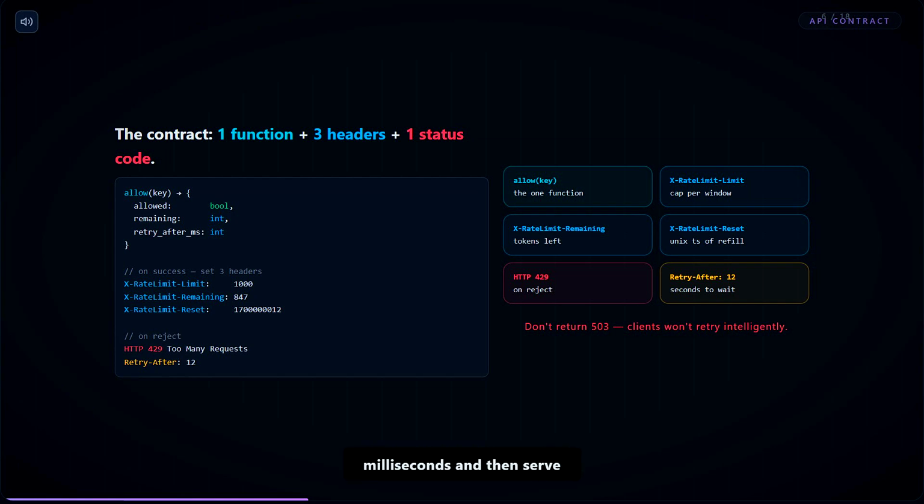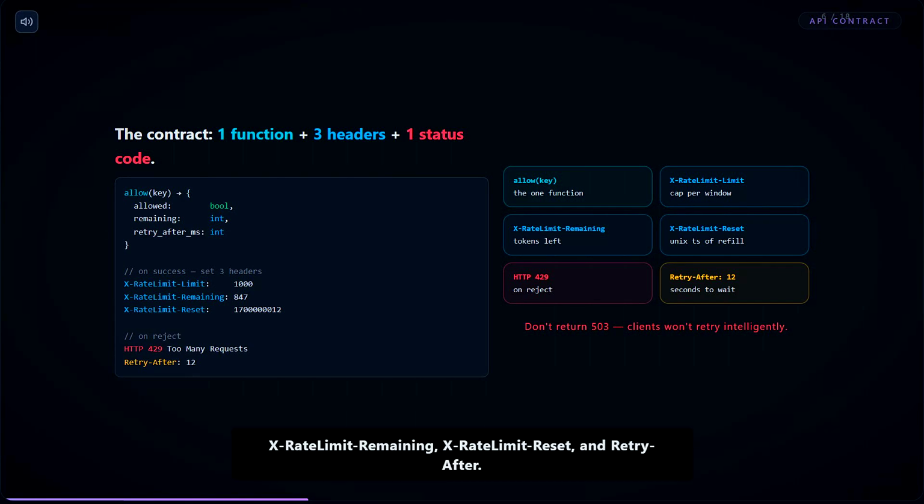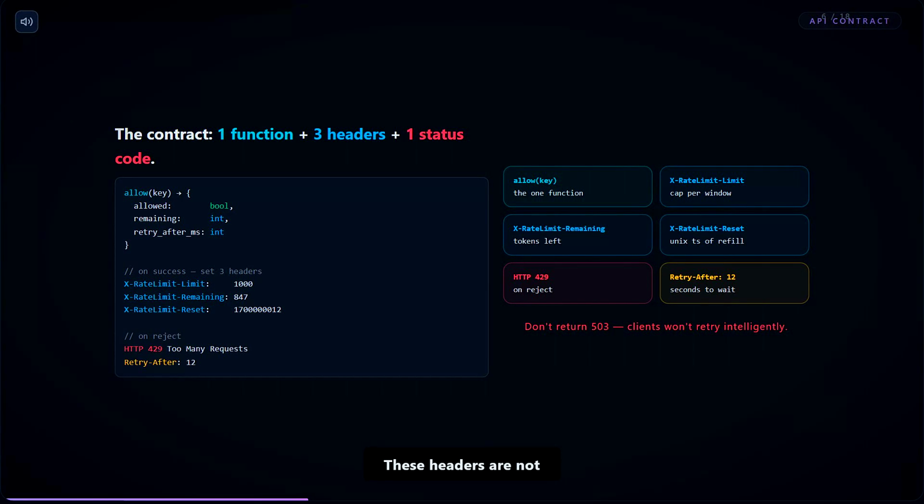On the wire, the limiter writes 4 standard headers: X-RateLimit-Limit, X-RateLimit-Remaining, X-RateLimit-Reset, and Retry-After. These headers are not optional. They are how every well-behaved client backs off cleanly. If you forget the headers in your interview, you lose a full grading band.